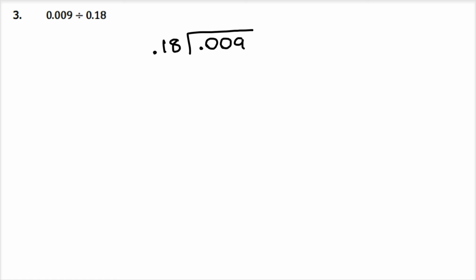And now this problem is a little bit different because in order to make my divisor a whole number, I have to move my decimal point not 1, but 2 places to the right. So my decimal point's going to go here to make this an 18. So you need to do the same thing to your dividend's decimal point. You need to take this decimal point and move it 1 and 2 places to the right. And so that puts it here just before the 9. Okay, so it's like having a 0.9.